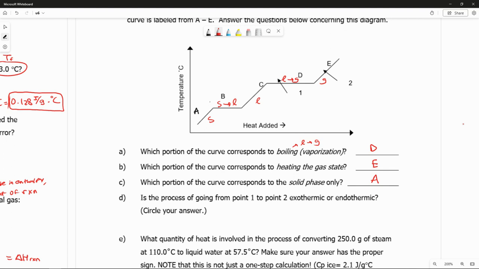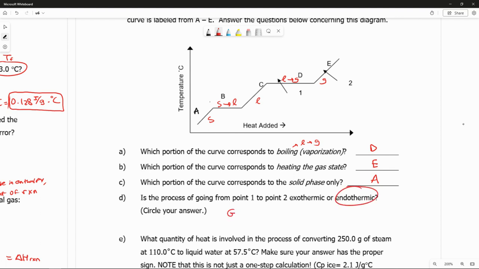Is the process going from point 1 right here to point 2 right there exothermic or endothermic? Well, we know that the further you go up on the scale, the more endothermic you have to be, because you have to have heat entering in order to actually go from a liquid to gas. So from stage 1 here, where we have our first transformation from liquid to gas, and stage 2 where we are a gas, we're going to gain heat in order to become a gas. Therefore, it is endothermic.